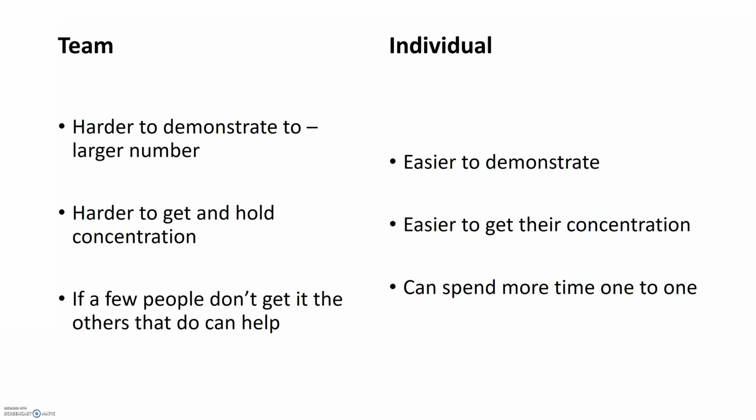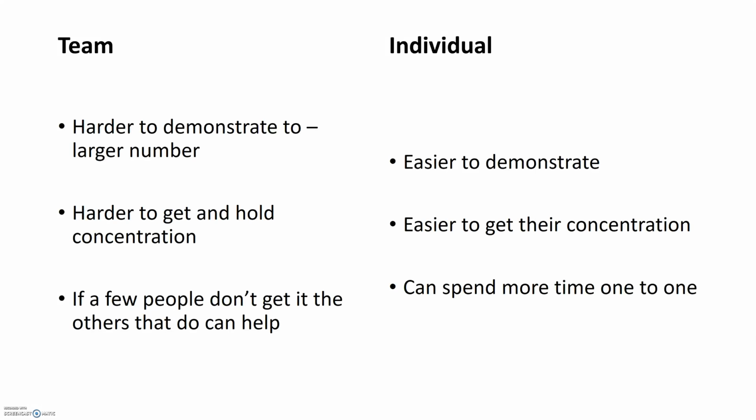So the advantage for a team and an individual. In a team, it's harder to demonstrate due to a large number of people, as it's harder to get and hold the concentration of people. However, a good thing is if a few people don't get it, then the others that do can help them to understand more. For an individual, it's easier to demonstrate and easier to get their concentration, and also you can spend more time one-to-one with them, so they can get it better if they don't understand it the first time.